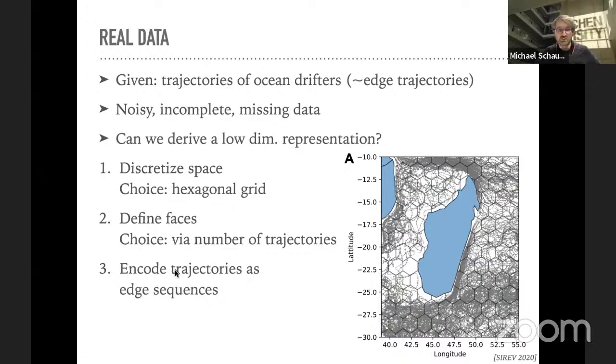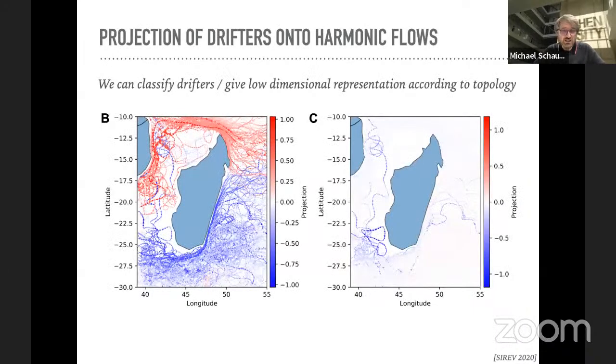We basically discretize the trajectories as well. Now we have them as edge vectors, and we can project them onto the harmonic space that we created from this. Okay, and this is how it looks. And so you can clearly see that there was one hole in that space that corresponds to Madagascar. Buoys tend to not go through land. So there is a harmonic flow here. And indeed, we can see that there are some buoys that go counterclockwise and others that go clockwise. They go south, right?